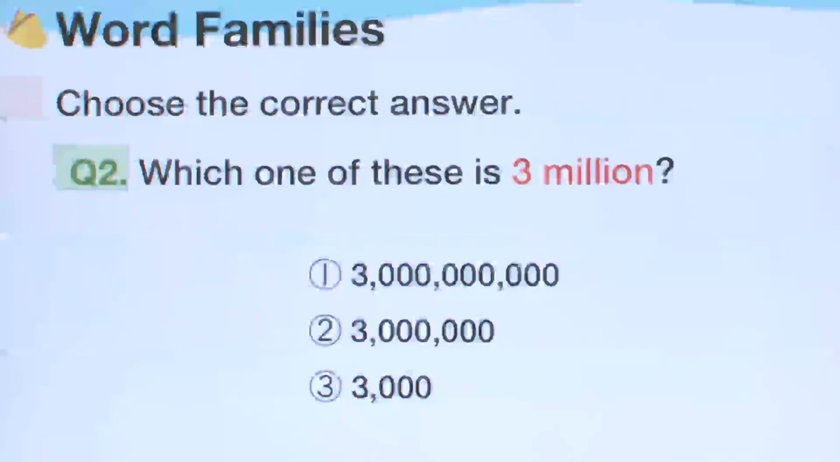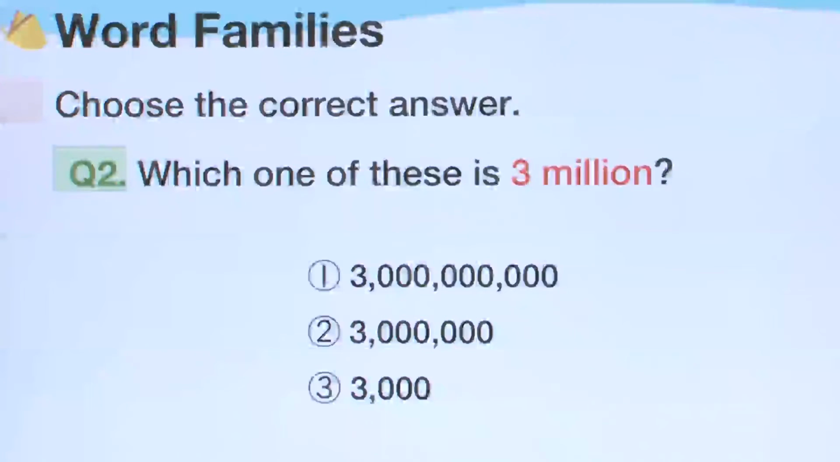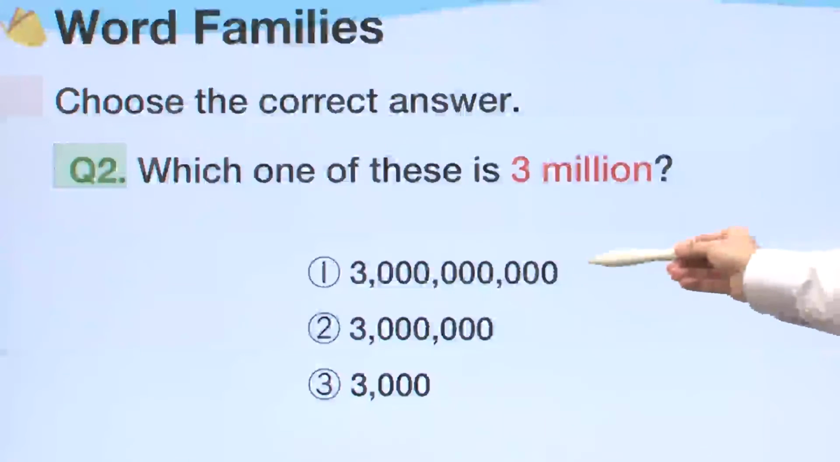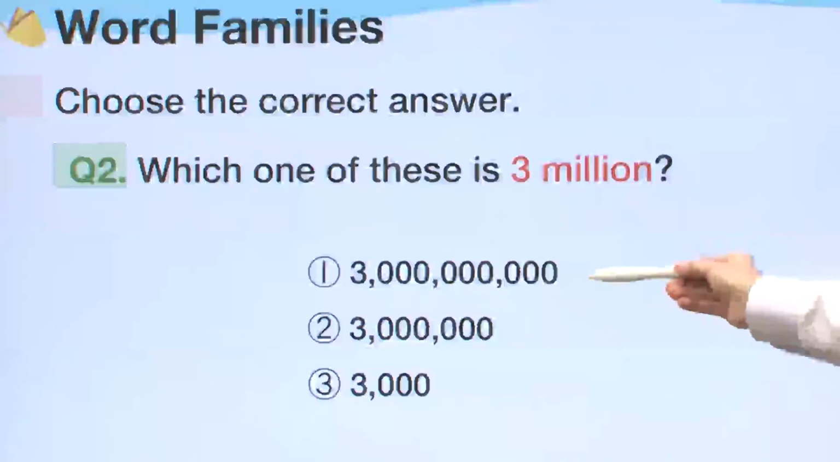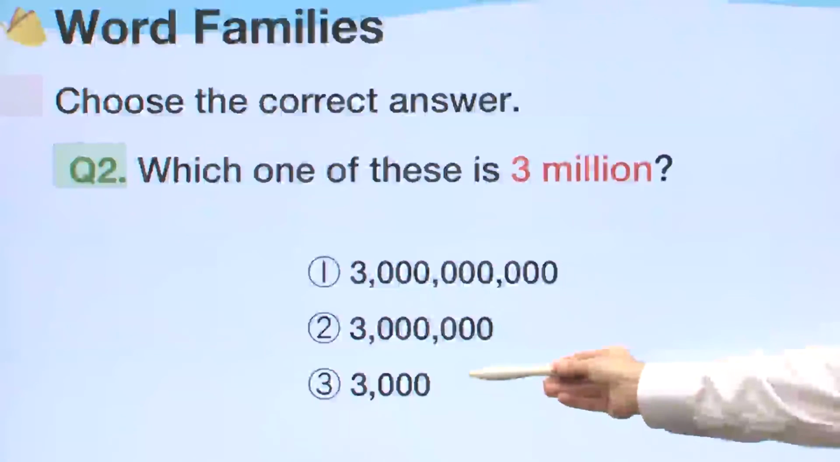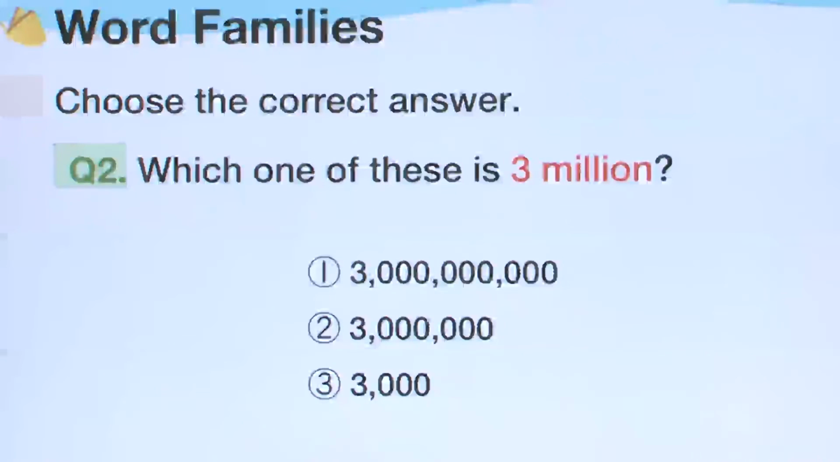Now try another question. Which one of these is 3 million? Is it number 1 over here with 9 zeros? Or number 2 with 6 zeros? Or number 3 with 3 zeros? 3 million. Which one is it? Right. Number 2 is 3 million because it has 6 zeros.